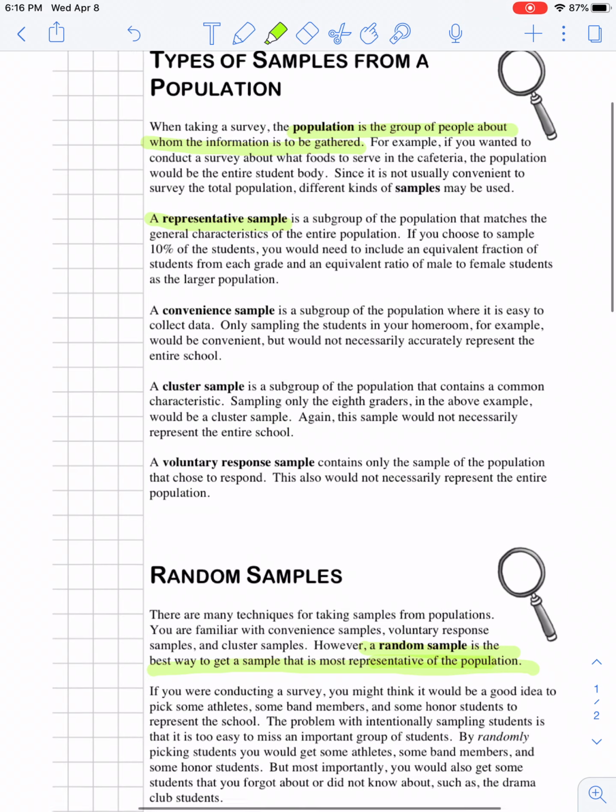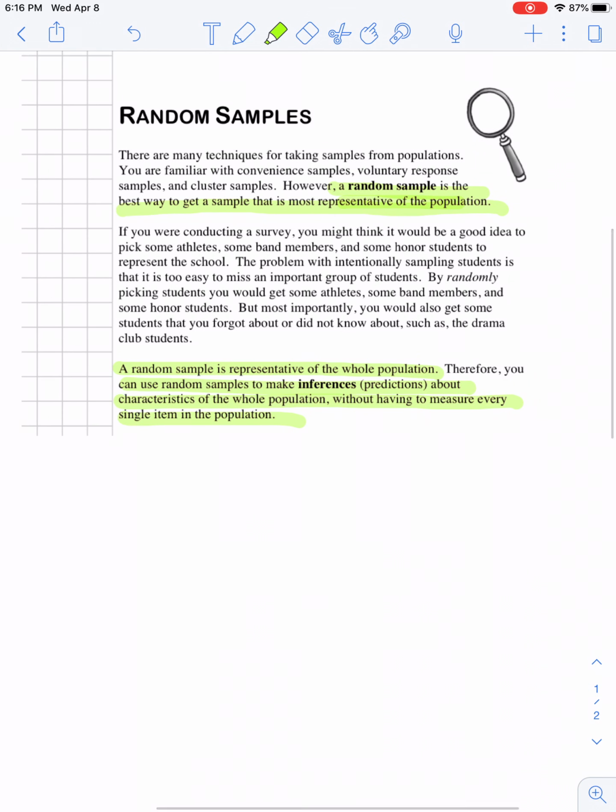So that's kind of going into the next thing at the bottom here where it's talking about random. And it says there are many techniques for taking samples of a population. You are familiar with the convenience sample, the voluntary response sample, the cluster sample. Okay, so we didn't really look at those specifically, but a convenience sample is something that's easy to take. A voluntary response sample would be something that someone volunteers for, or if I said, hey, would you mind taking this survey? You're asking them, so they're volunteering to take it. And then the cluster sample would be like if I went to the band room and only surveyed the band students, that's a cluster of the same makeup of students.